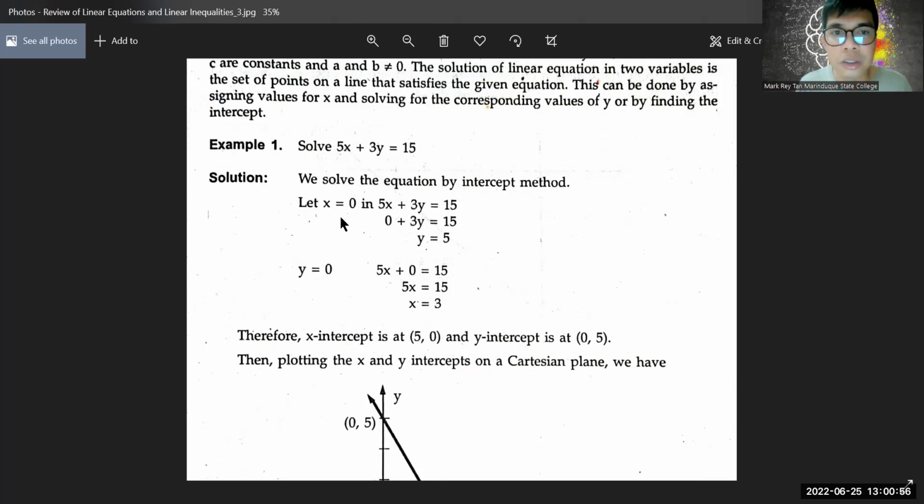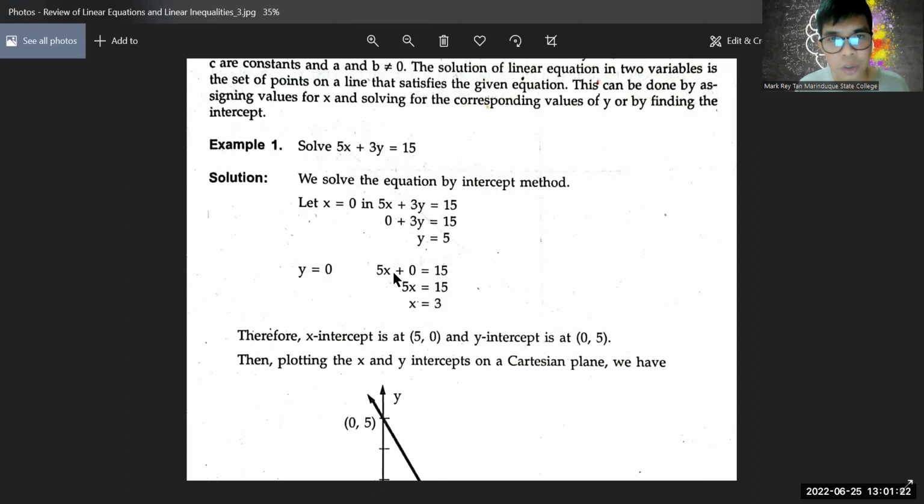Okay, so let's proceed, no? So let's assume that x is 0, and then we solve the equation. Now 5x plus 3y equals 15. So it's going to be 0 plus 3y equals 15. And then divide both sides of the equation by 3. Then we have y equals 5. Then for that one, for x-intercept, ito na siya. 5, 0.